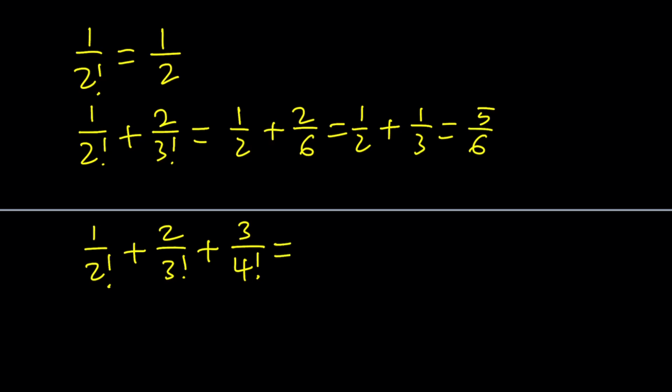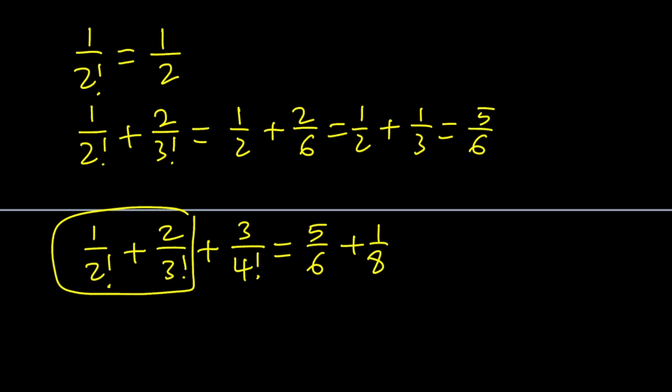So now I'm basically adding 3 over 4 factorial, which is 1/8, to this. So it's 5 over 6, which comes from here, plus 1 over 8. The common denominator is 24. So let's go ahead and multiply by 4 here and 3 here. That's going to give us 5 times 4 plus 3, which is 23 over 24.